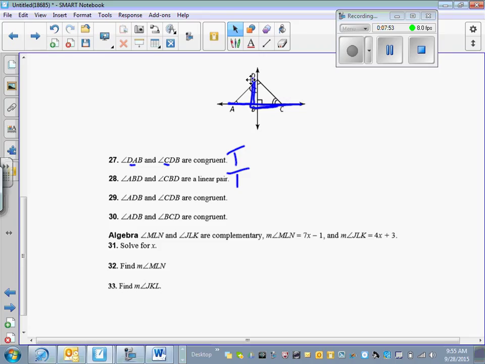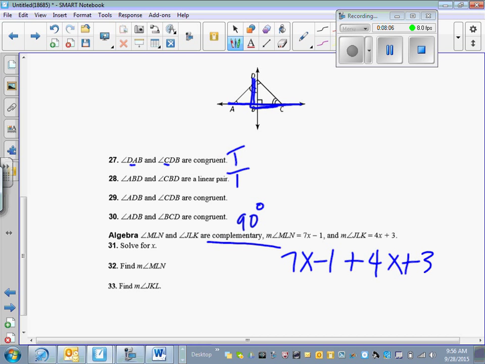The last one, which is 31 to 33, is again complementary angles. You should know that's equal to 90. So you have to do 7x minus 1 plus 4x plus 3 equals 90 degrees. So solve for x, then plug it into each so that you can get the results. Okay, so this is just a quick review of practice 1.5. Let me know if you have any questions.